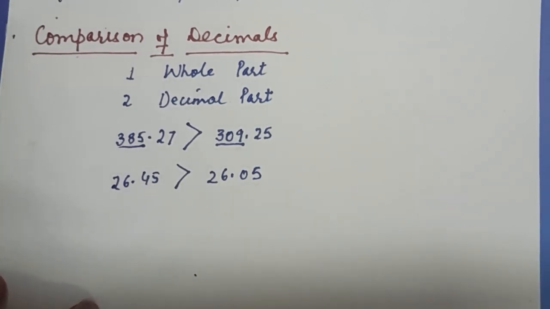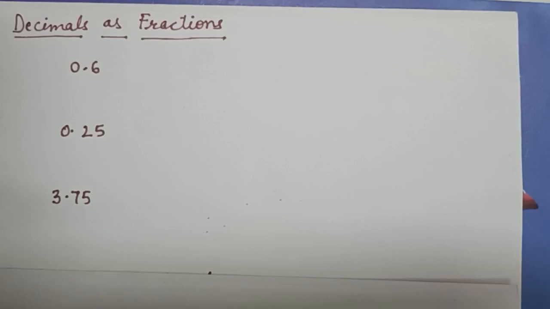This way we can write the numbers in ascending and descending order also. We can compare the numbers, and in ascending order you all know we start from the smallest and approach the biggest. Same way in the descending order we start from the biggest and end at the smallest number.